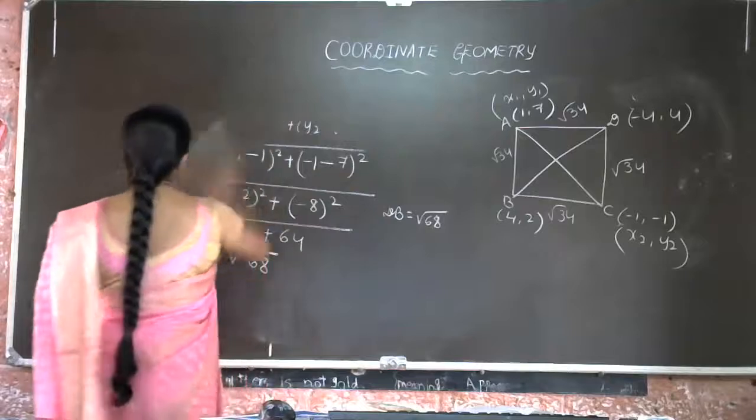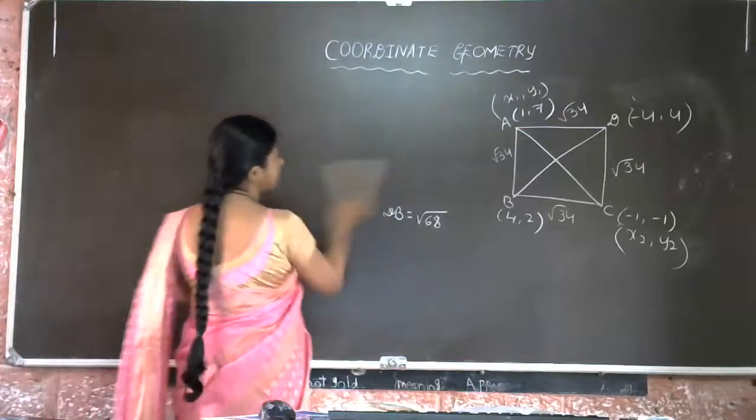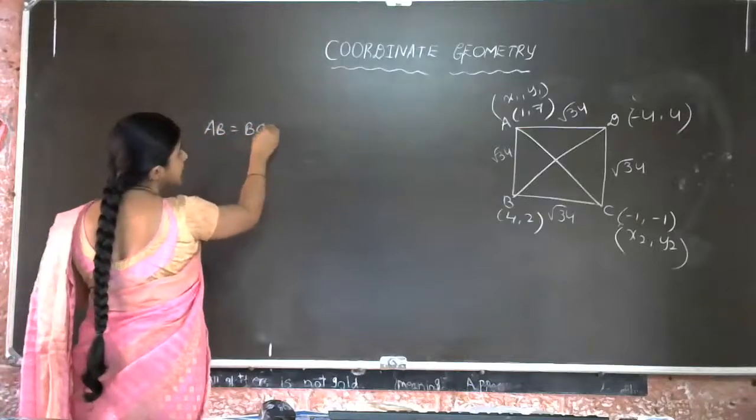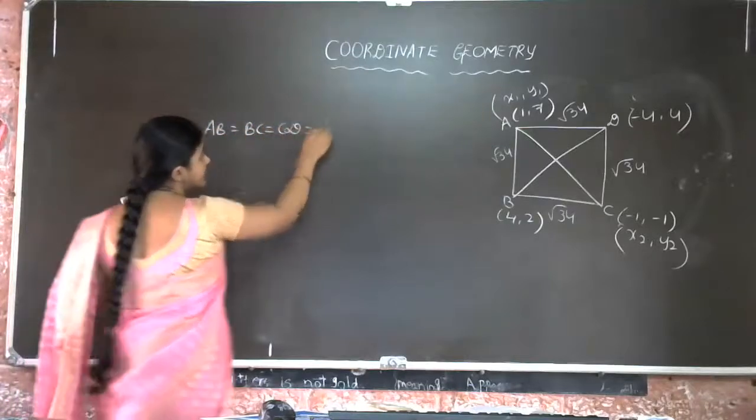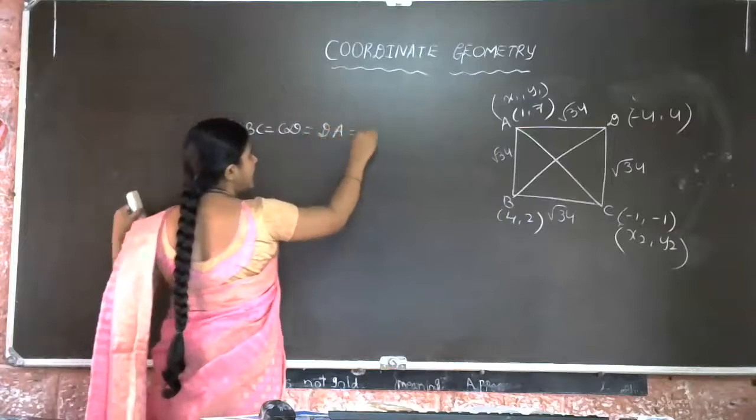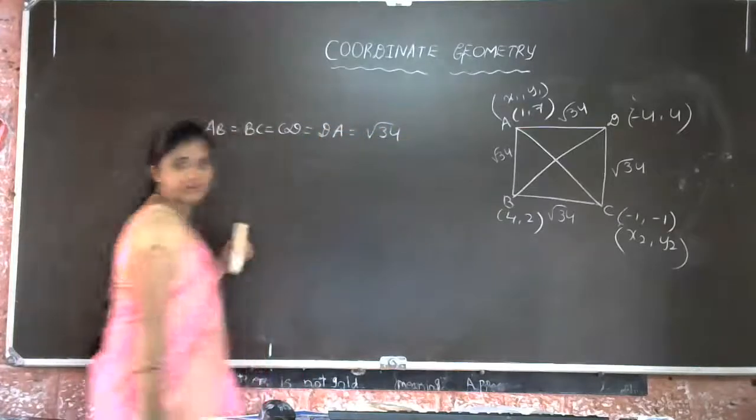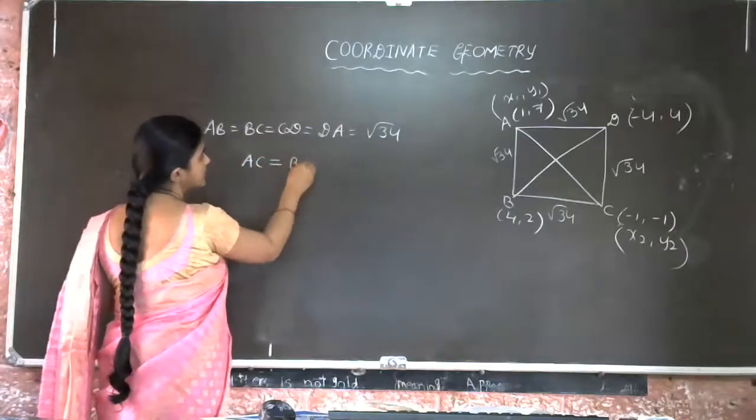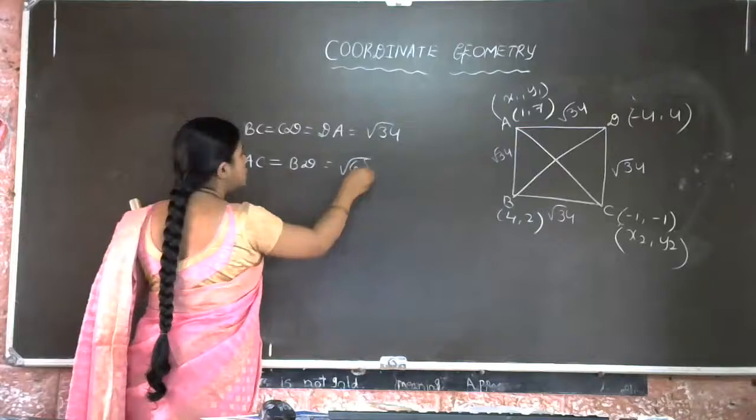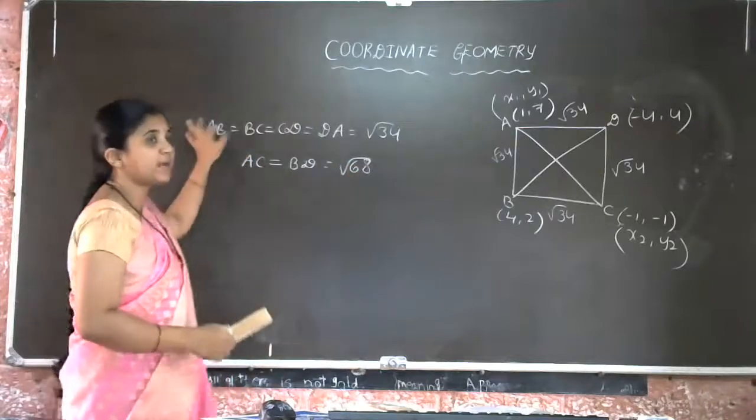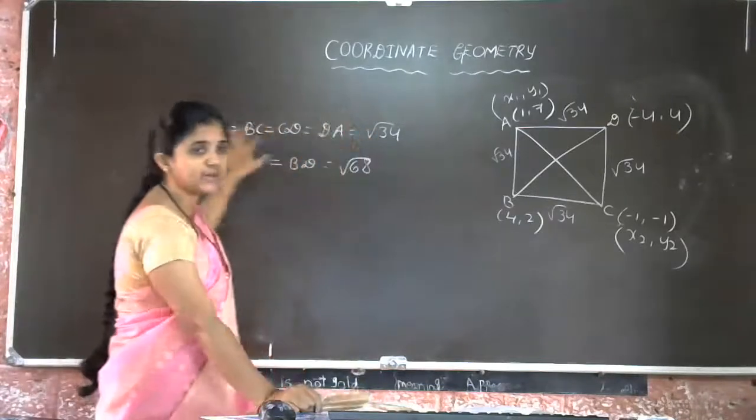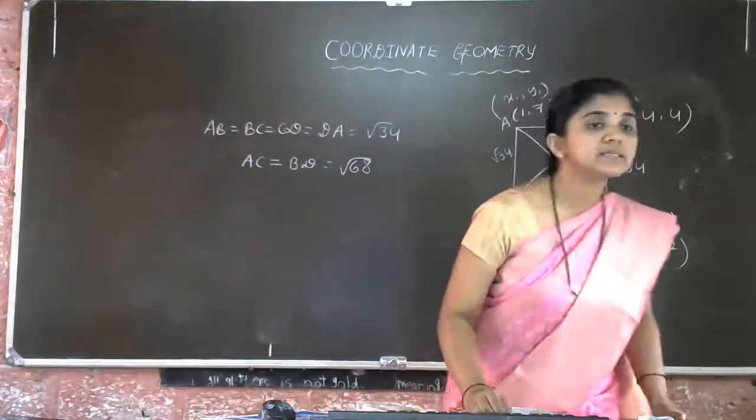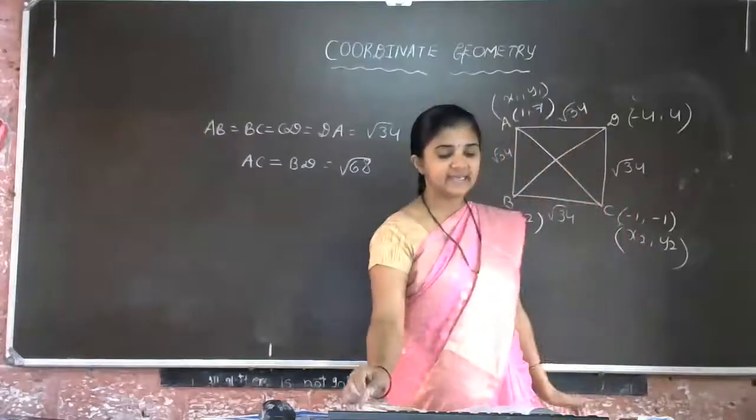So from this we got the conclusion: AB is equal to BC, which is equal to CD, which is equal to DA. All these sides we got as root 34, no? Yes, root 34, and diagonal AC is equal to diagonal BD, which is equal to root 68. So in a parallelogram, if all the four sides are equal and the two diagonals are equal, then it is a square. Therefore, ABCD is a square.